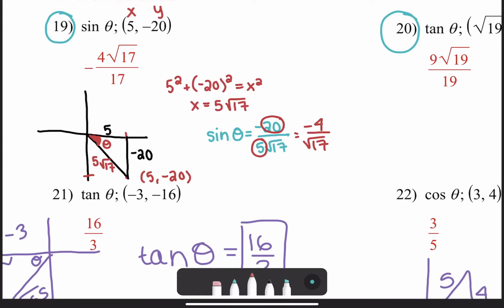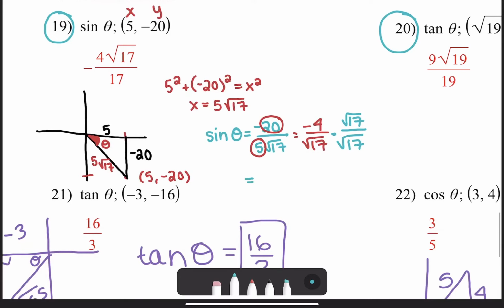And last up, there's a lot to do in this step. You have to rationalize. So multiply by square root of 17 over square root of 17. So your final answer is negative 4 square root of 17 all over 17. So that's where that one comes from.